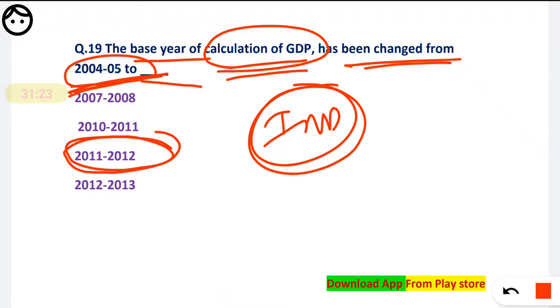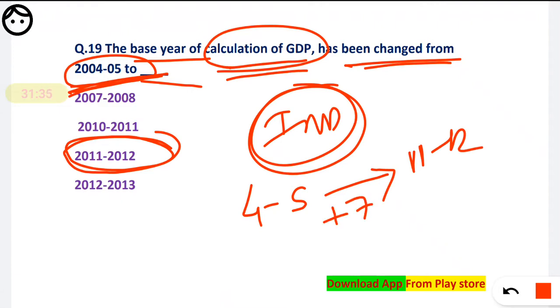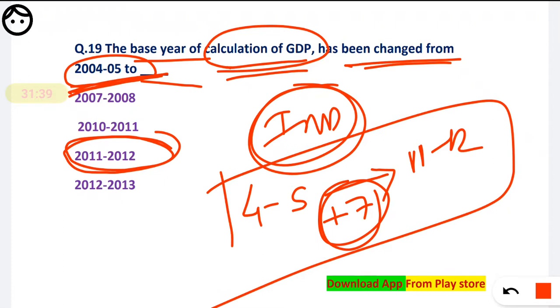Okay, why am I not giving you the explanation of the rest of the MCQ? Because you will get confused. Just remember, from 4-5 it has been changed to 11-12. So just remember, plus 7 years has been increased. So in this fashion, some tricks you can easily remember. Okay, plus 7, you can easily remember plus 7.